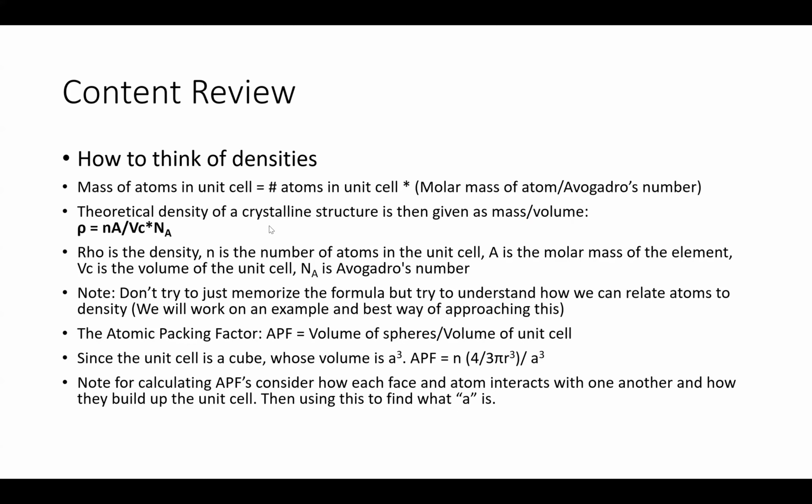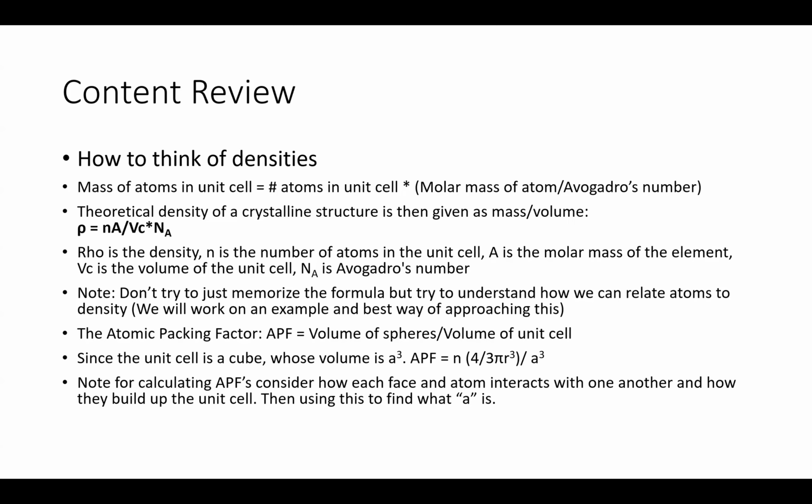So the theoretical density of a crystalline structure is then given as mass over volume, where we have these moles, the atoms in the unit cell, the volume of the unit cell, and then Avogadro's number. So rho is the density, n is the number of atoms, A is the molar mass, VC is the volume of the unit cell, and NA is Avogadro's number. Don't try to just memorize the formula, but try to understand how we can relate atoms to densities. We'll work on an example and the best way of approaching this.